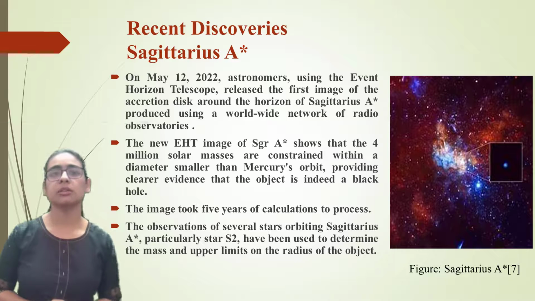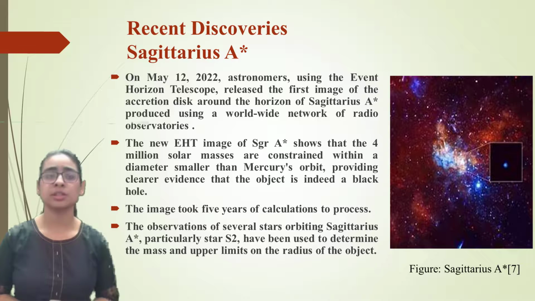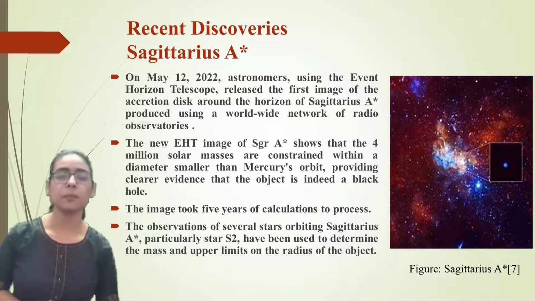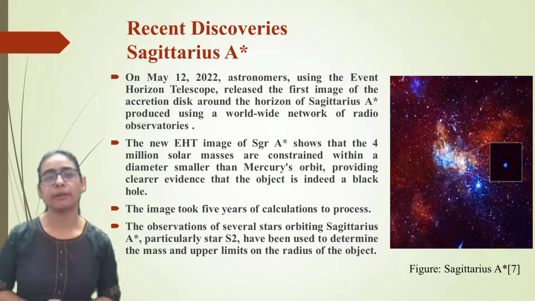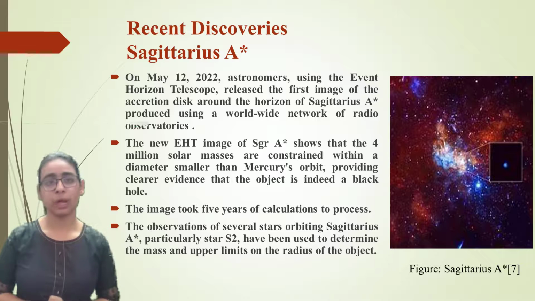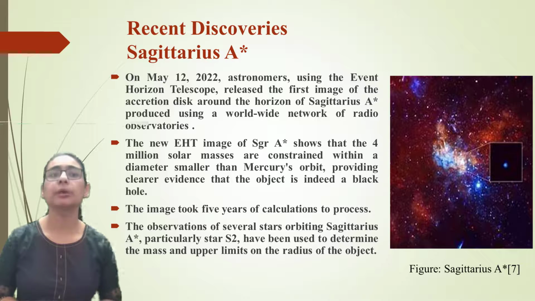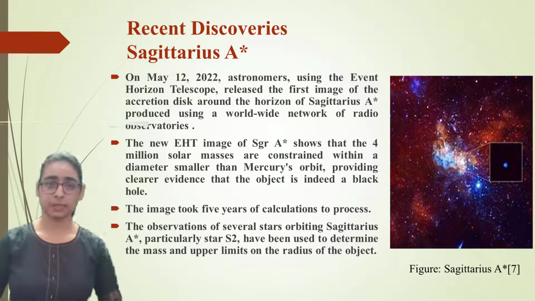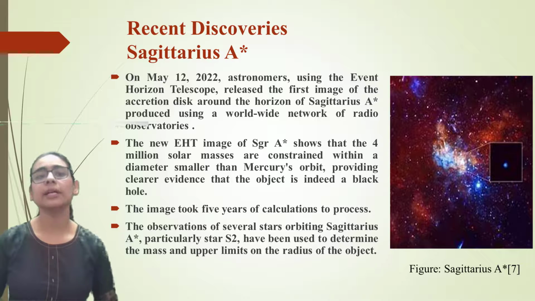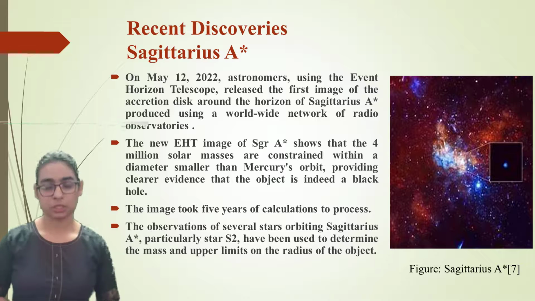Now we will be seeing certain recent discoveries of black holes. First of them includes Sagittarius A star. Sagittarius A star is the constellation from which our central supermassive black hole derives its name. On May 12, 2022, astronomers using the Event Horizon Telescope released the first image of the accretion disk around the horizon of Sagittarius A star, produced using a worldwide network of radio observations.